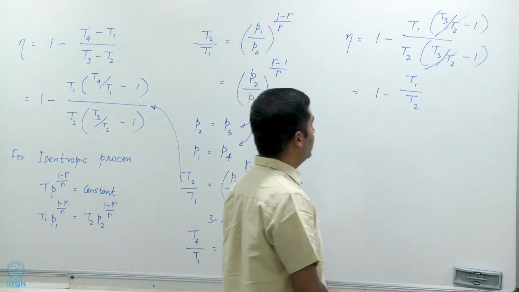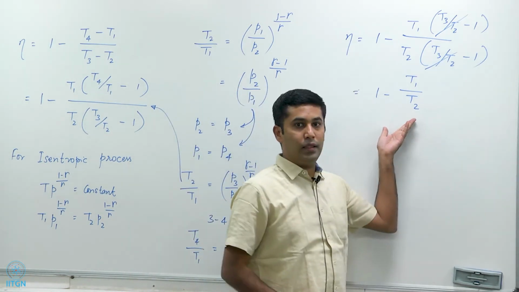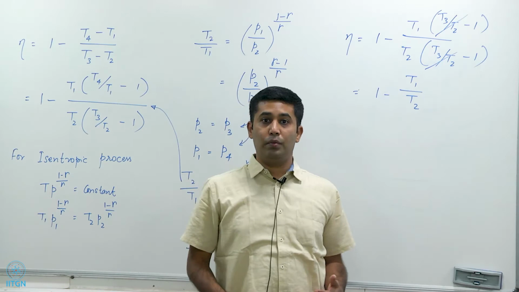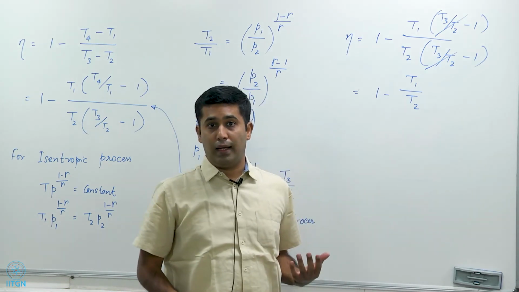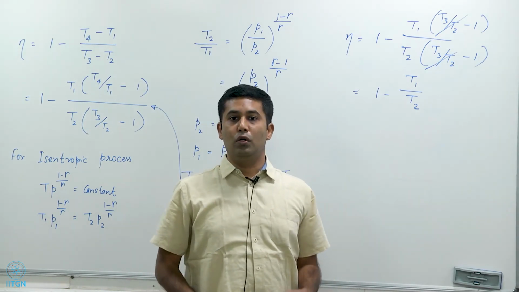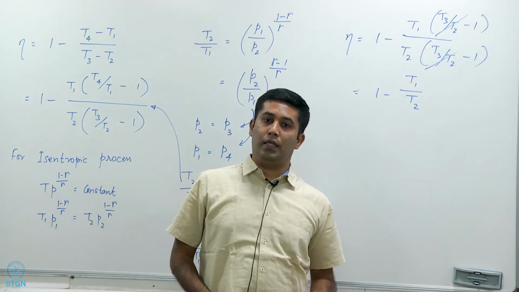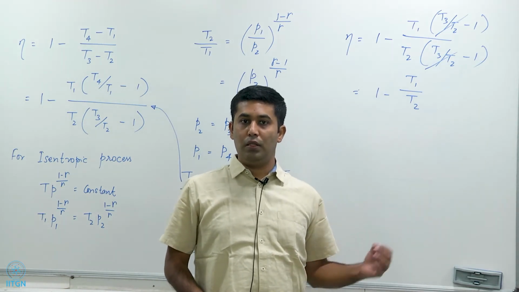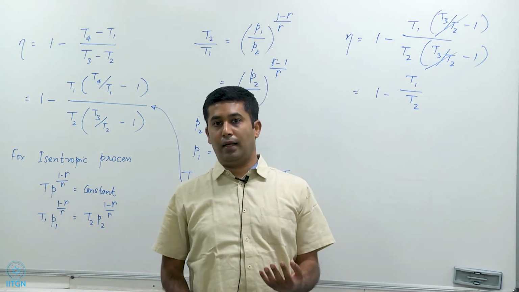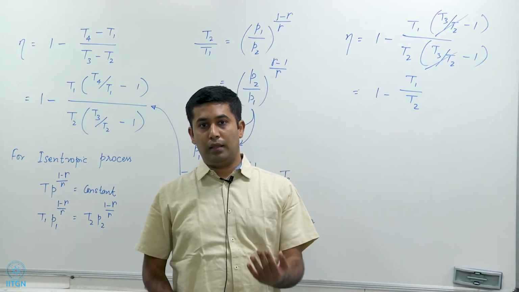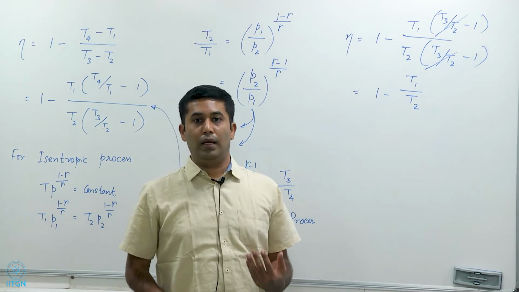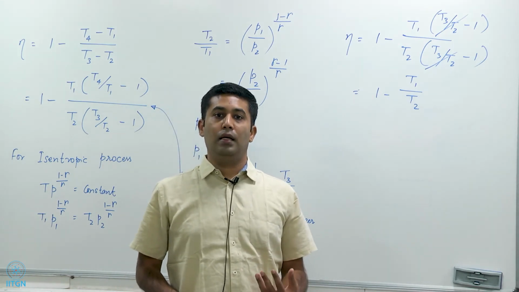Remember that this is not the same as the efficiency of a reversible Carnot cycle. It looks like that, but it is not, because there is no one temperature of heat addition. There is also no one temperature of heat rejection, because the temperature continuously rises when heat is added isobarically, and temperature continuously decreases when heat is removed or rejected in an isobaric manner.